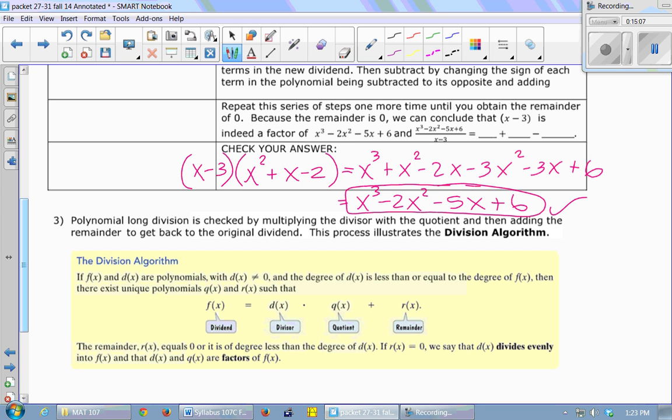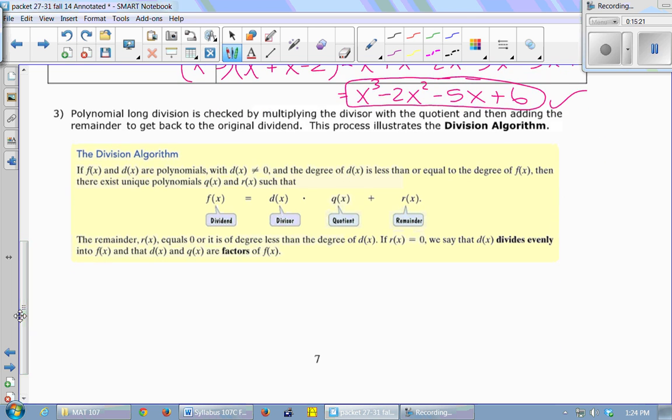So that should reinforce here. Polynomial long division is checked by multiplying the divisor with the quotient and adding the remainder to get back the original dividend. This process illustrates the division algorithm. This is just the dividend is equal to the divisor times the quotient plus the remainder, just what we've been doing to do our check all along. The remainder will always be of a degree less than the degree of the divisor. And if something divides evenly into a polynomial, then the thing you're dividing in and the quotient are called factors of f of x.